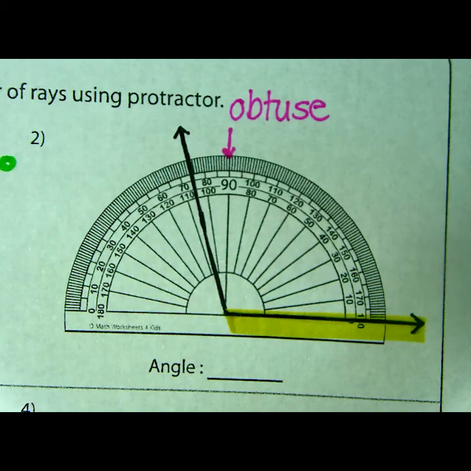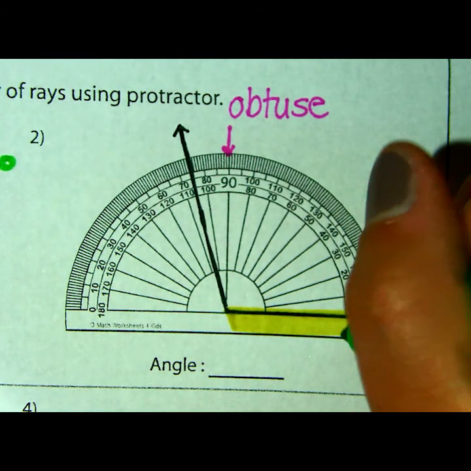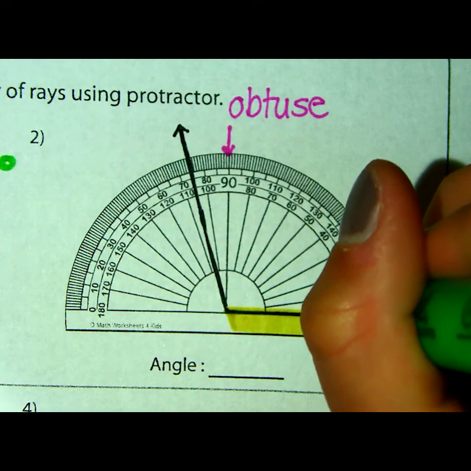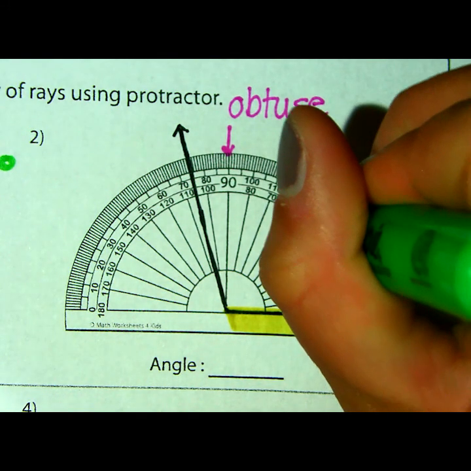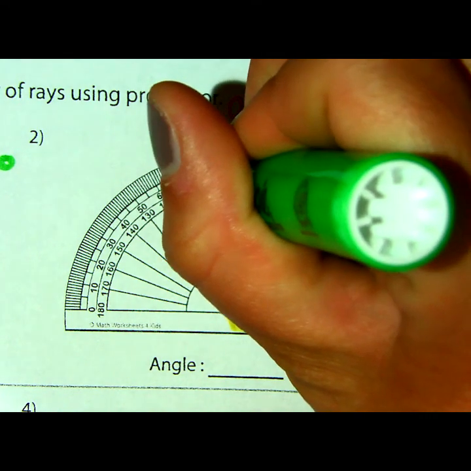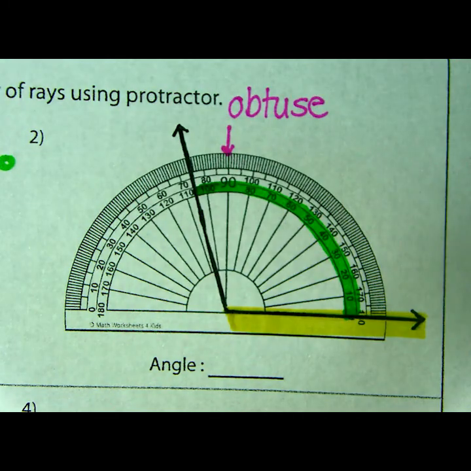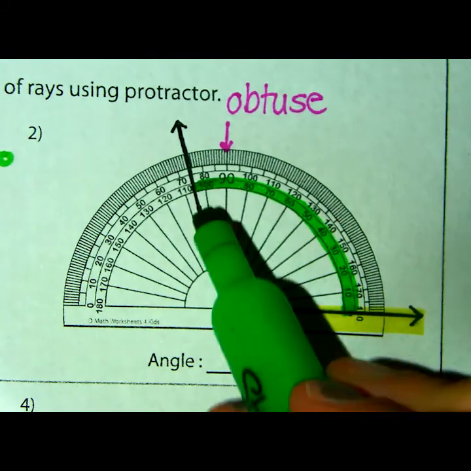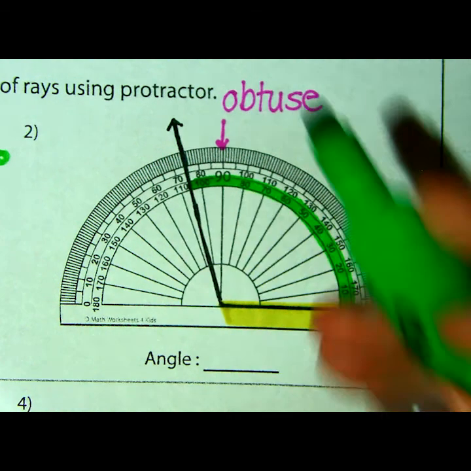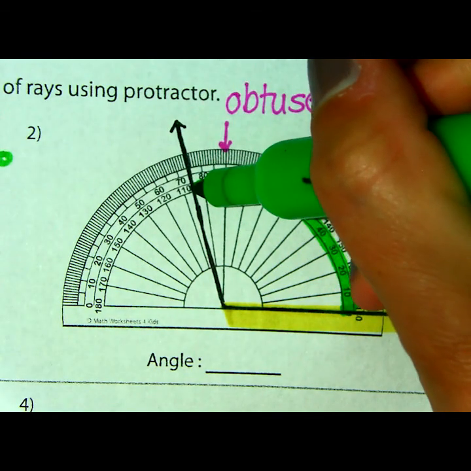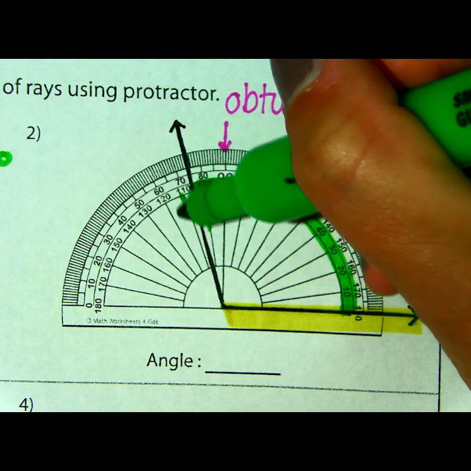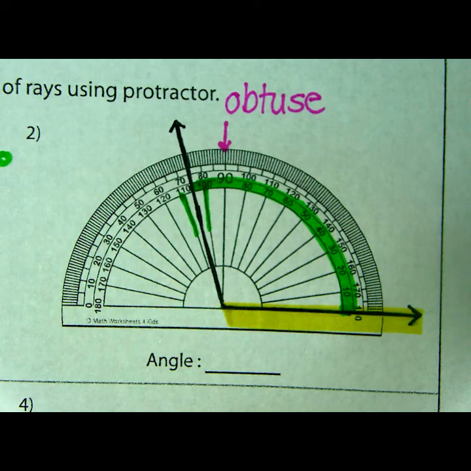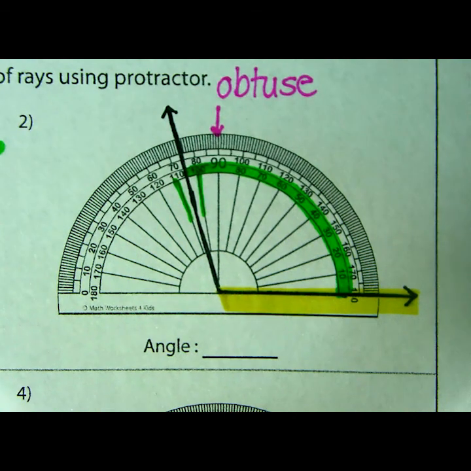And then again, we always want to start on the 0. So now, let me find a different color. I'm going to start on the 0 and follow this scale, 0, 10, 20, 30, 40, 50, 60, 70, 80, 90, 100, and stop. It kind of looks like to me that this measurement right here is 100, and then 110 right here. And I know that the number that falls right in between those two is going to be 105 degrees.